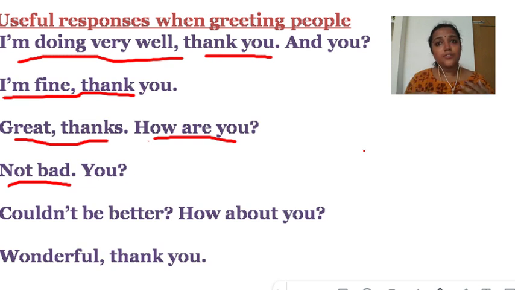So you can also greet them and inquire about them, like, "I am doing very well, thank you, and you?" or "I am fine, thank you." So don't forget to inquire about the other person's well-being also.